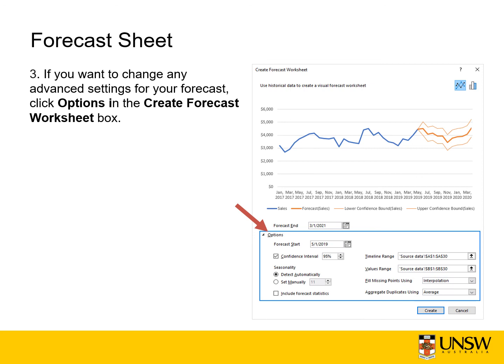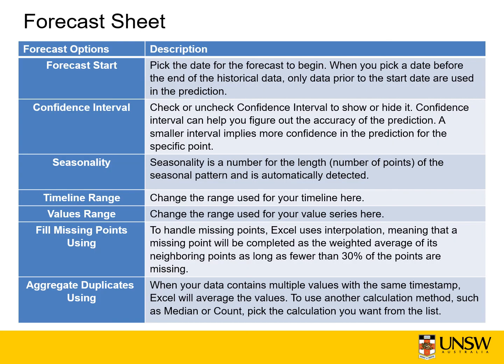Then the Create Forecast Worksheet window opens and asks you to choose the graph type and end date for forecasting. If you would like to change any of the default options of your forecast, click Options in the lower left part of the forecast window. By clicking Options, you can see different items that can be used to customize the forecast. The first one is Forecast Start. This option is used to specify the start date for forecasting. Confidence interval is a range in which the predictions are expected to fall and can help you to understand the forecast accuracy.